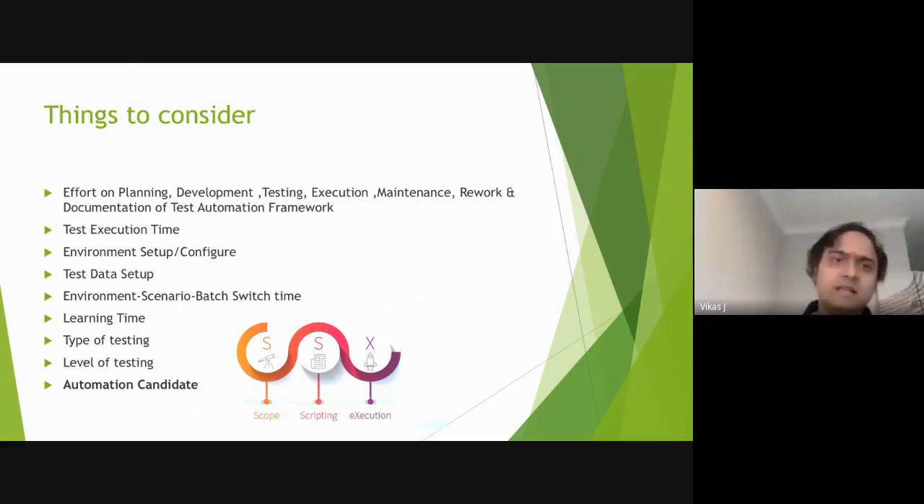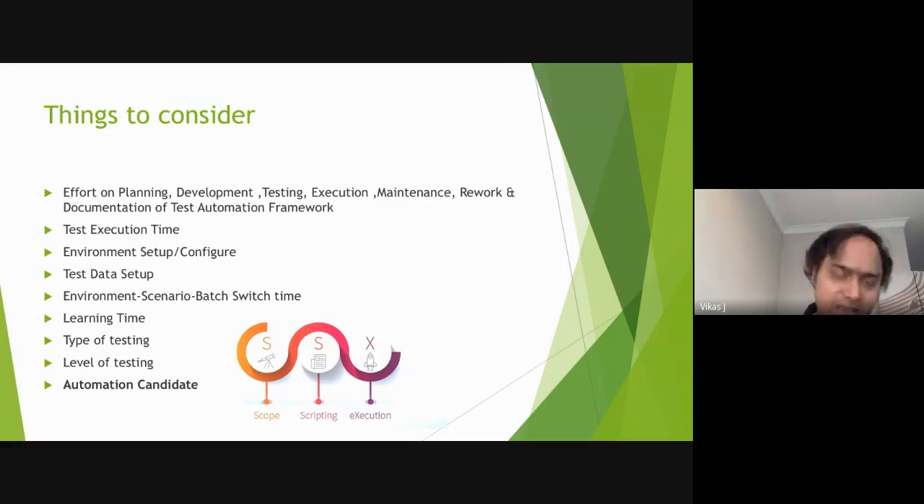So you have to think about how we plan, how much effort we are putting in planning, development, testing, execution, maintenance, rework, and documentation of the whole test automation solution, basically. What is the execution time? Of course, yes, we need to figure it out. Then how much time are we taking for environment setup and configuring? I have had experiences where switching from one environment to another environment would take ages. So these are a few things which can hinder our automation ROI.